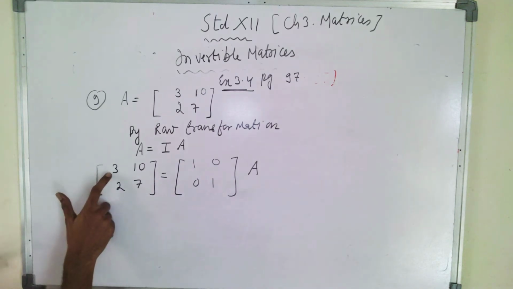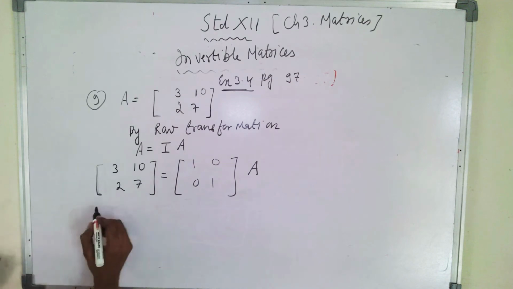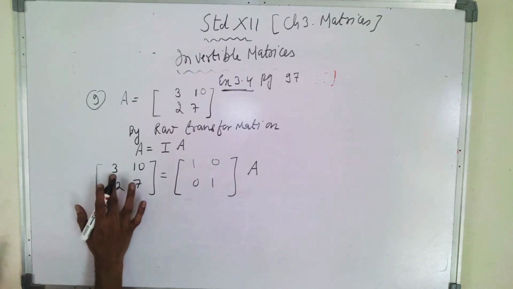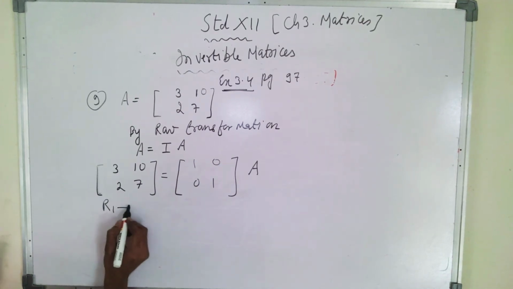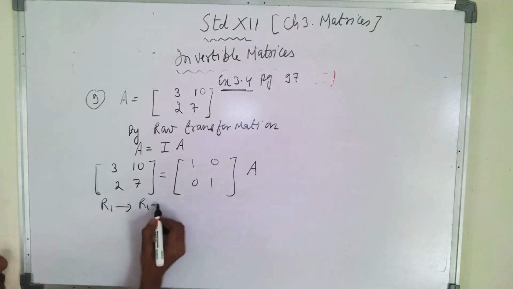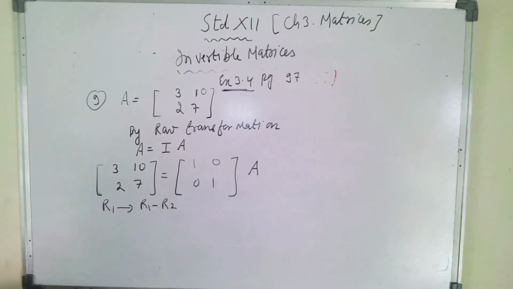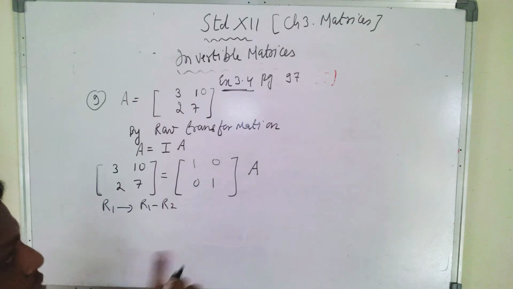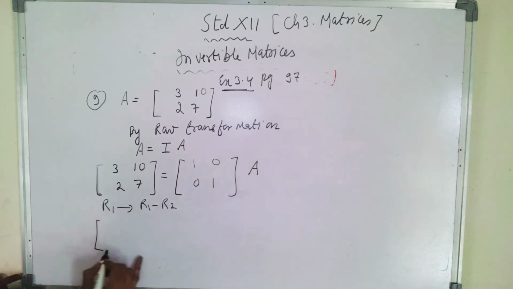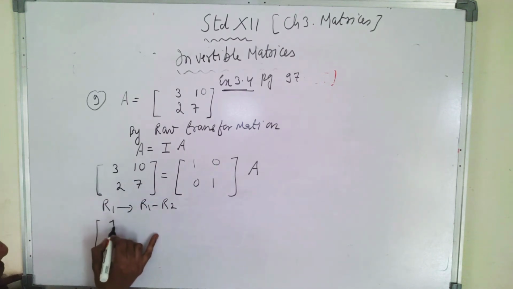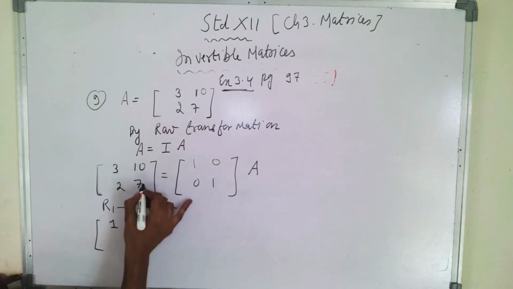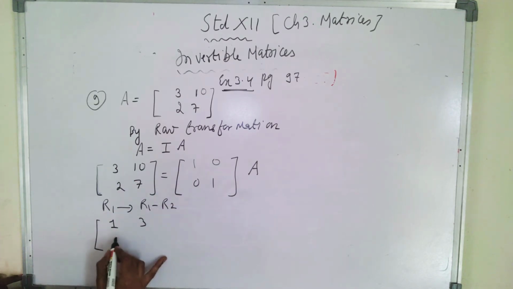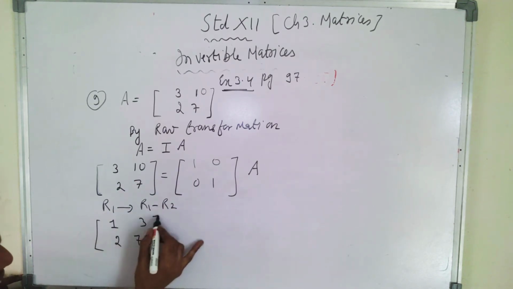Now how are we going to make 3 as 1? You know that 3 minus 2 is 1. So what I can do, I will say like this. 3 is positioned at R1. So R1 changes to R1 minus R2. Okay, R1 changes to R1 minus R2. So 3 minus 2 is your 1. 10 minus 7 is your 3. No change in row 2. It is as it is.